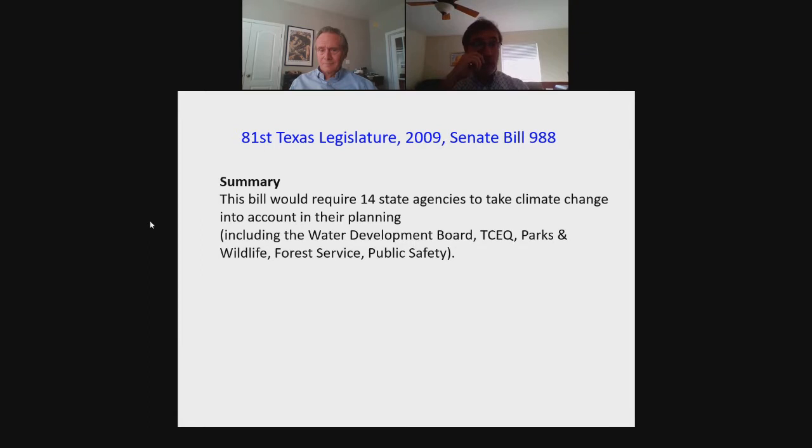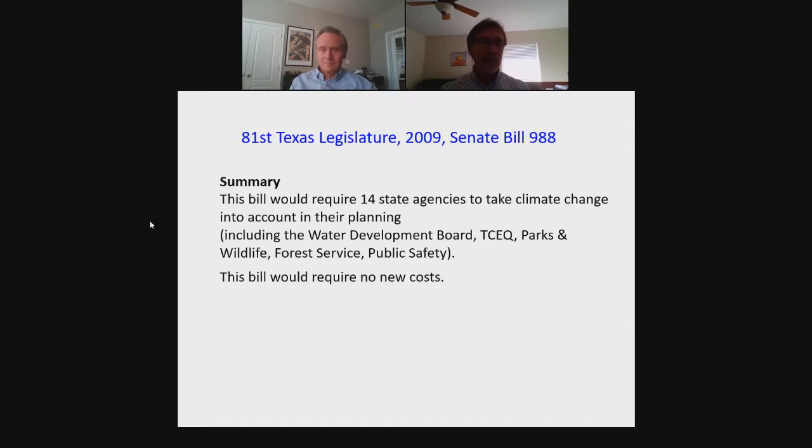This bill would require 14 state agencies to take climate change into account in their planning. The Water Development Board, that state agency I've been talking about, Texas Commission on Environmental Quality, Parks and Wildlife, Forest Service, all these agencies that you think would be impacted by climate change. What the bill said was, when you're doing your planning, make climate change one of the things that you take into account.